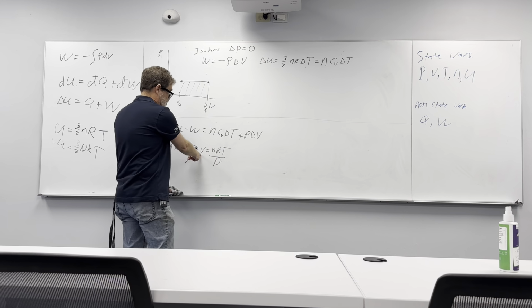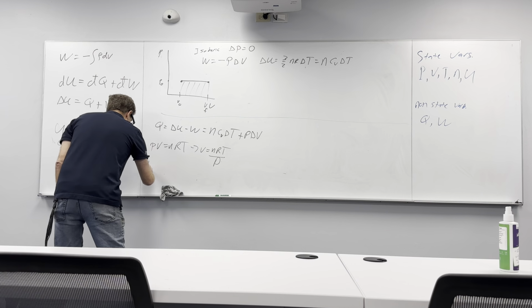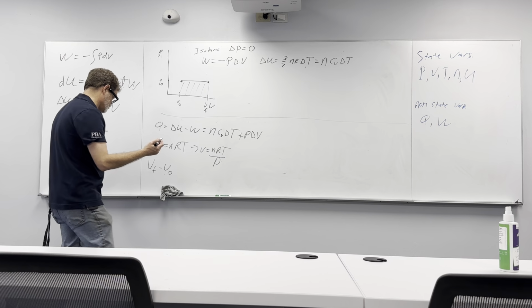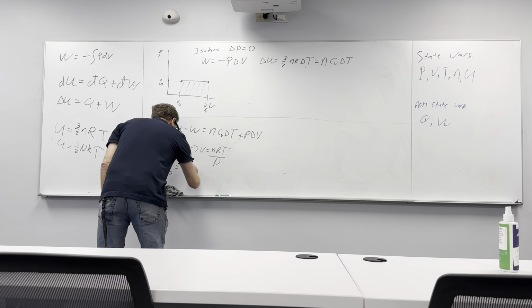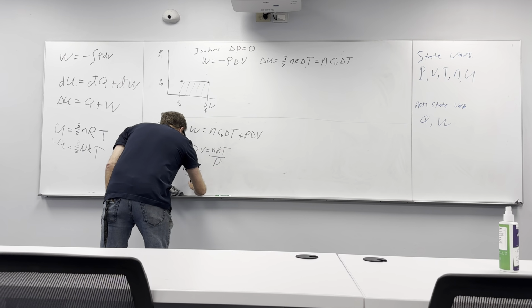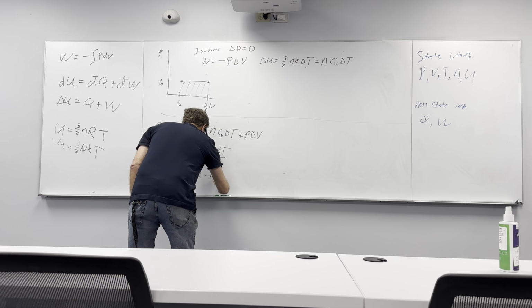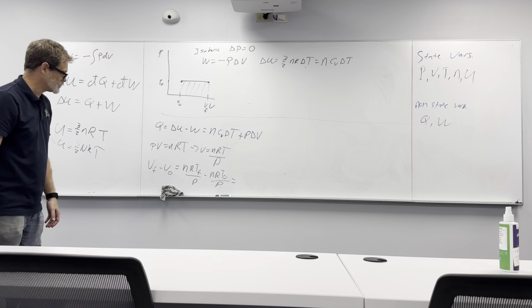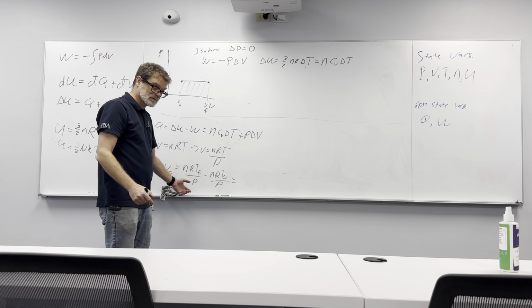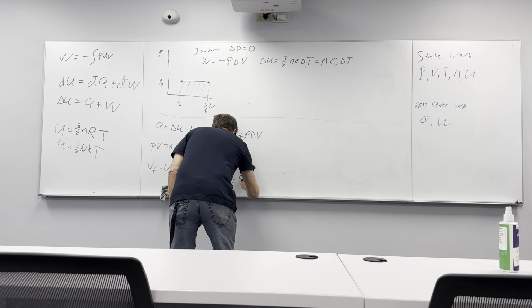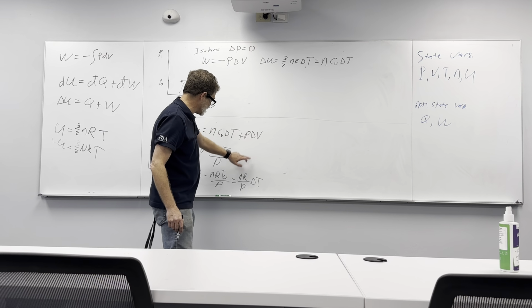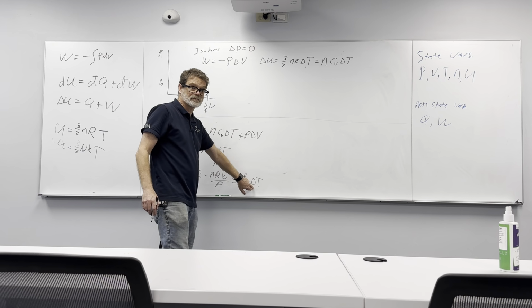So I can calculate delta V. Delta V would be what? V final minus V initial, right? nRT final over P minus nRT initial over P. What can I factor out? nR over P. nR over P delta T. So I can replace delta V with nR over P delta T.